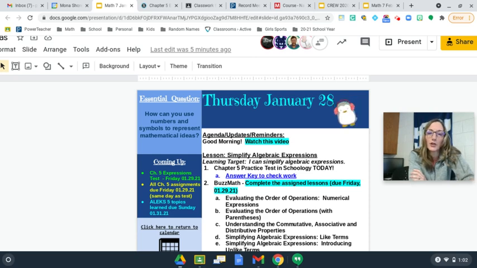Towards the end of chapter 5. And so you'll see today on the agenda, your learning target is to simplify algebraic expressions by completing your practice test in Schoology. Your practice tests are your study guides to prepare you for your test that is on Friday. Today you're going to spend the hour working through that practice test.